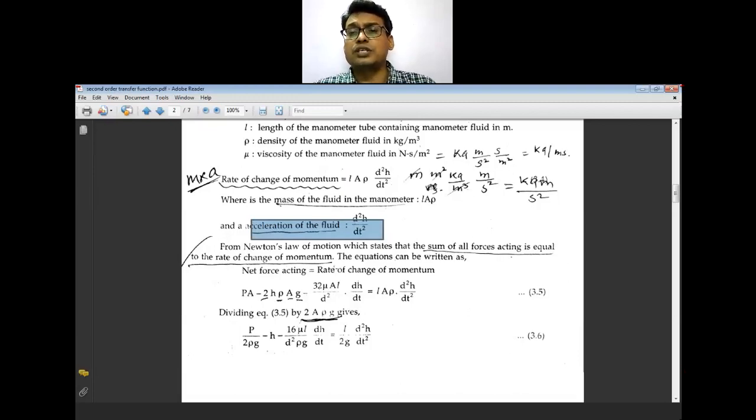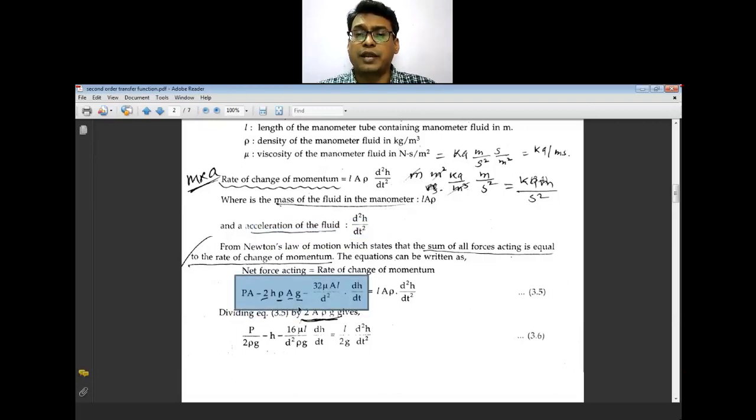So by Newton's law of motion, the sum of all the forces acting is equal to the rate of change of momentum. The three different forces acting on the manometer are the pressure force, the gravitational force, and the frictional force, and their sum is equal to the rate of change of momentum.